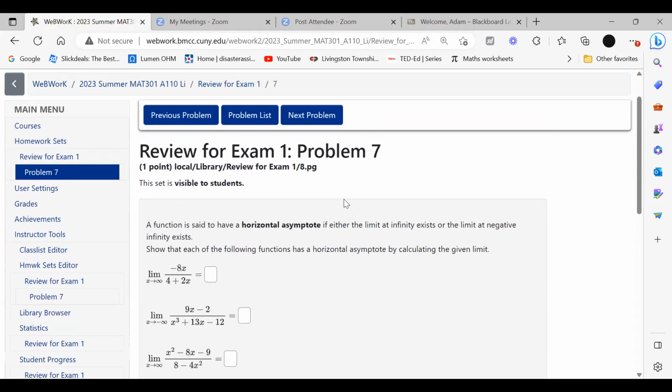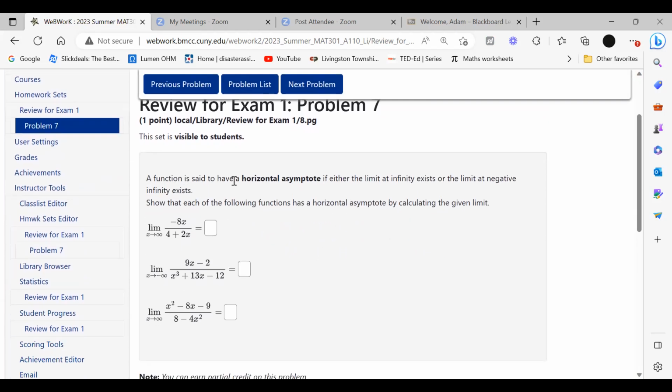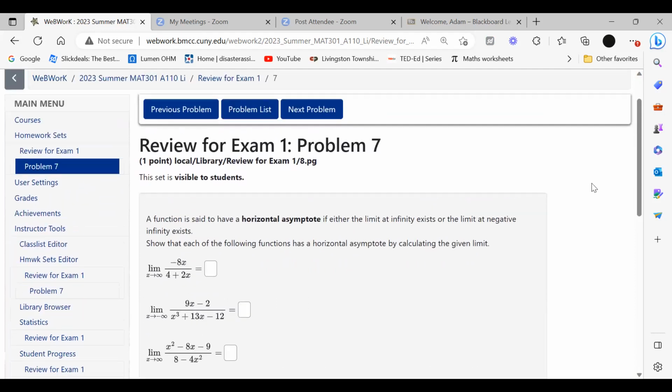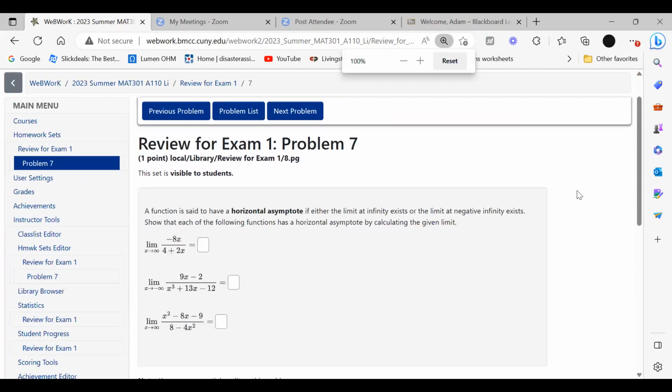Again, they're telling us a function is supposed to have a horizontal asymptote if either the limit at infinity exists or the limit at negative infinity exists. And we just try to confirm that. I'll try to verify that using the limit. Okay, so let's get to the detailed solution here.